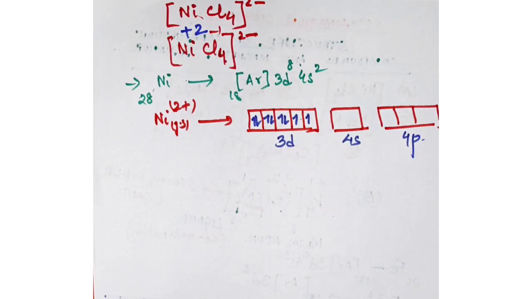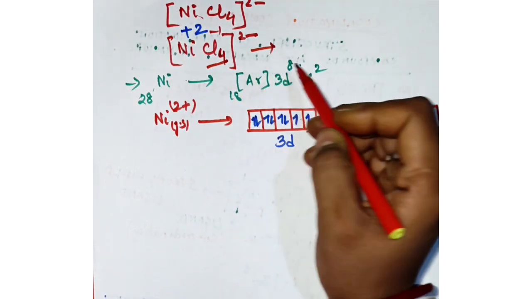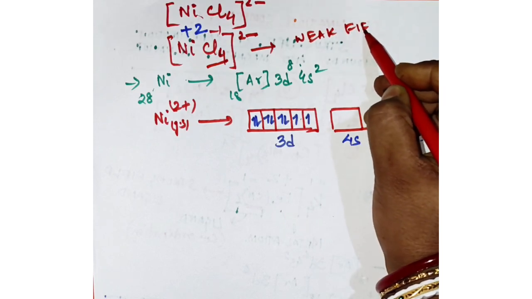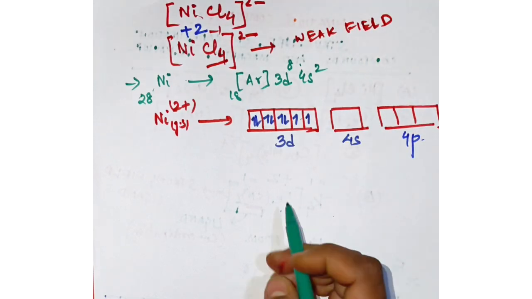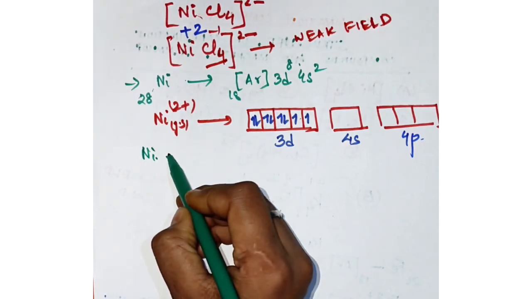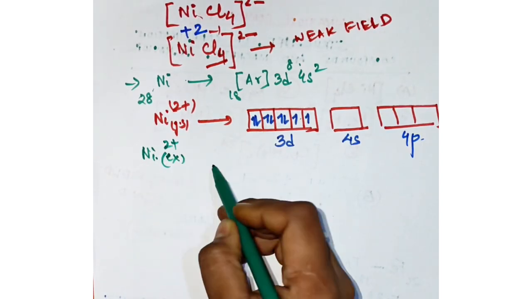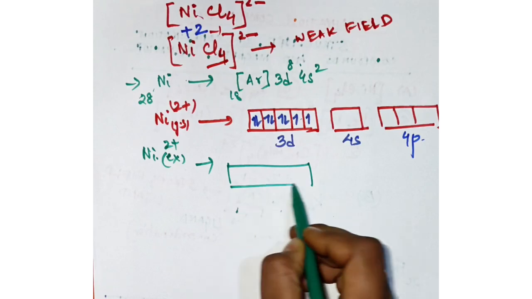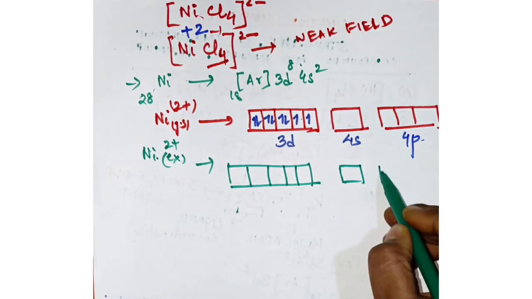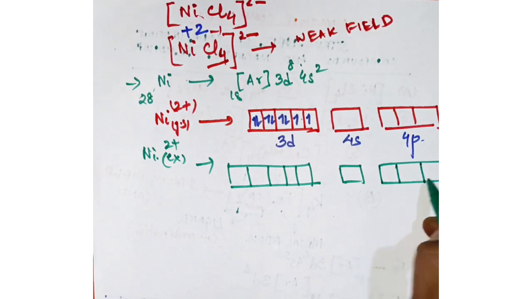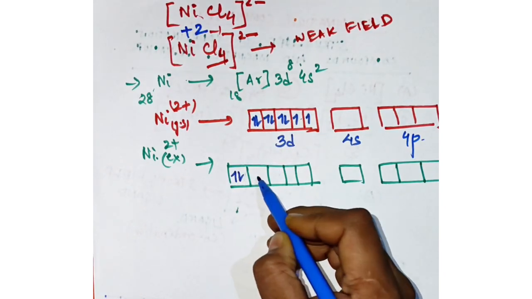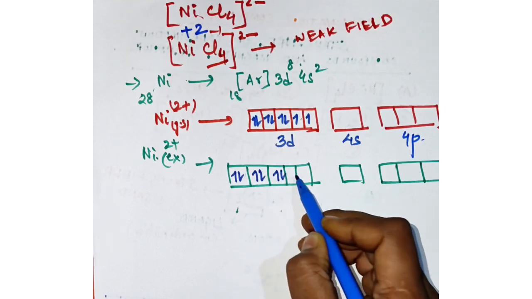Done. Now we know this chlorine is a weak field ligand, weak field. Okay, so it will not make these electrons pair up. So what will nickel be now in the excited state? It will be like this. See, draw the subshell. How many chlorine? 4 chlorine. So it will not pair up. It will remain like this only.